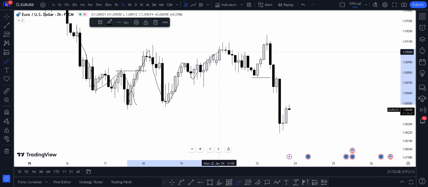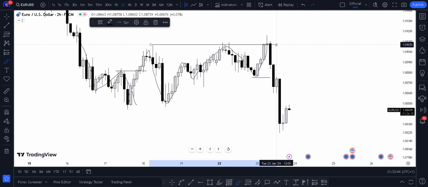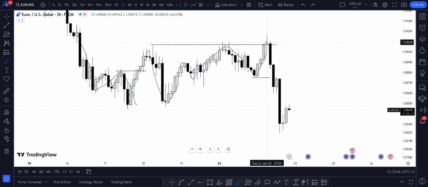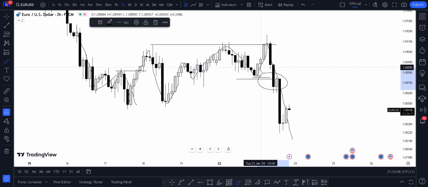It played around in here, and didn't actually break structure, because this is just the wicks. We went a little bit down, then this is where we broke structure with a full candle. Then boom, it went down. This is where we are also breaking structure.